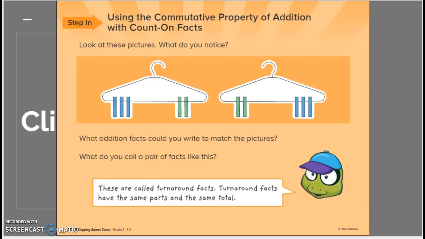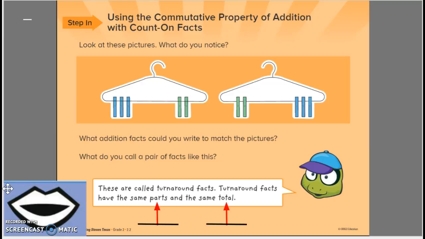Turtle says, these are called turnaround facts. Turnaround facts have the same parts and the same total. We've heard those words before. Think about it. What did we say earlier that mathematicians call those parts and the total of an addition equation? If you remember, label what word it is for parts, and what word mathematicians call the total. Press pause so you can write those mathematician words.